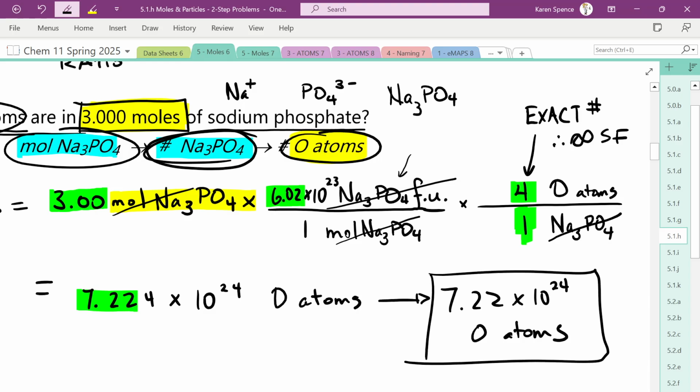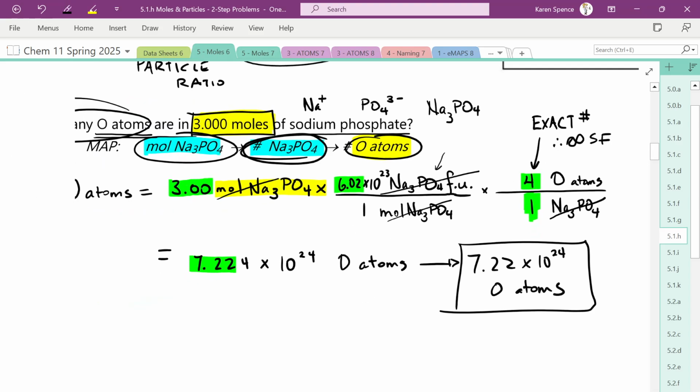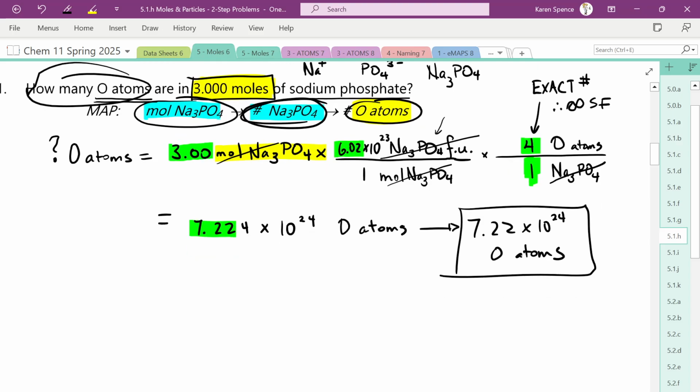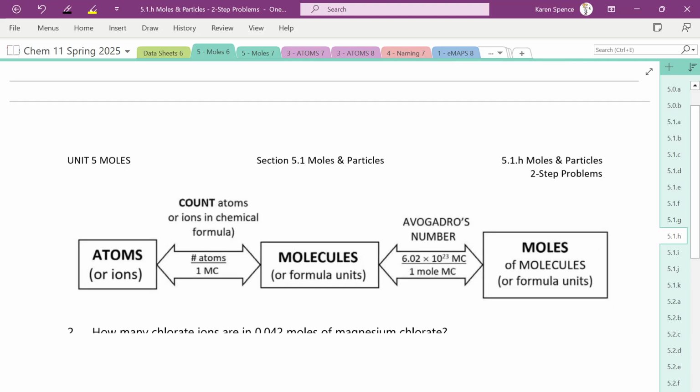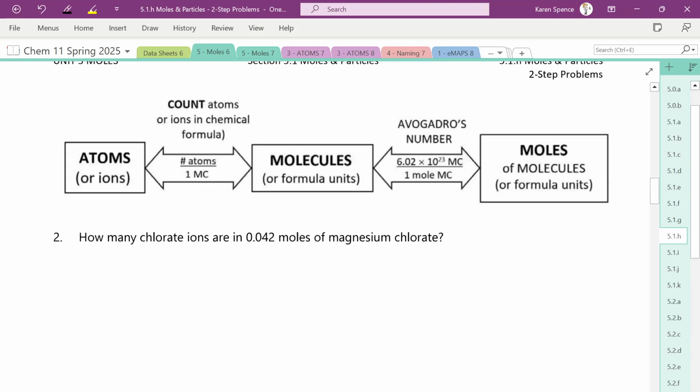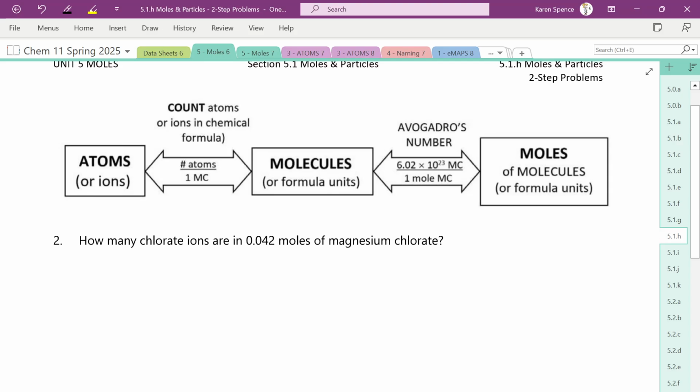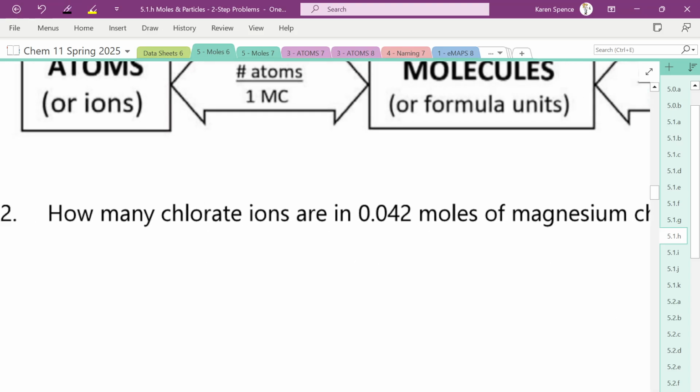Is that good? Okay. Shall we try one more? Let's try one more. And look, we've even got this up here for you at the top. So you can say, am I starting with moles or am I starting with atoms or ions? Where am I starting and where am I ending?